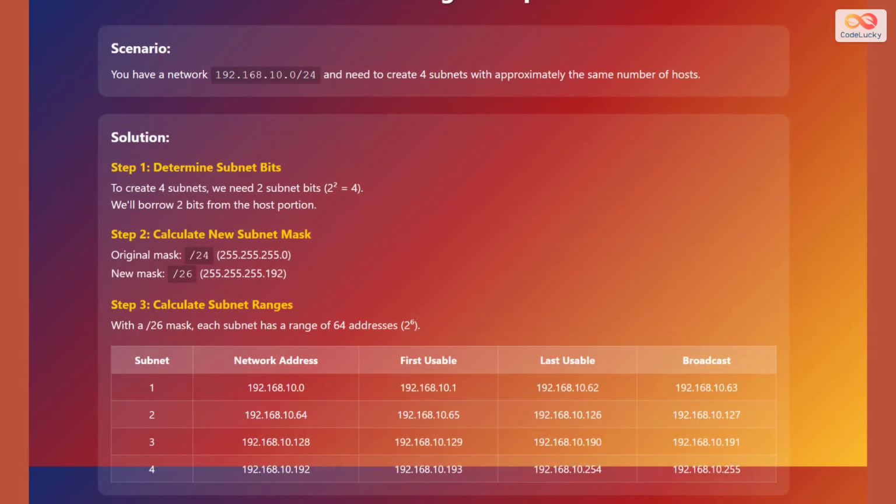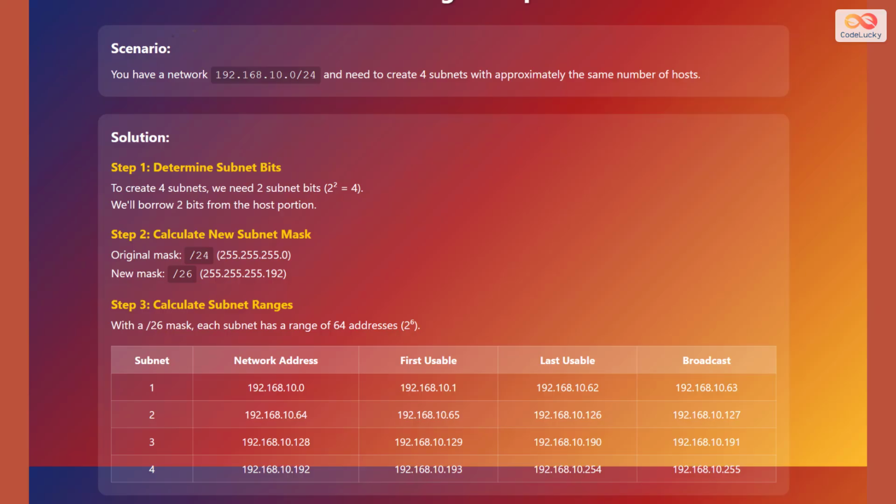Let's go through a practical example. Imagine you have a network 192.168.0.0/24, and you need to create 4 subnets with approximately the same number of hosts. To create 4 subnets, we need 2 subnet bits because 2 squared is 4. So we'll borrow 2 bits from the host portion.